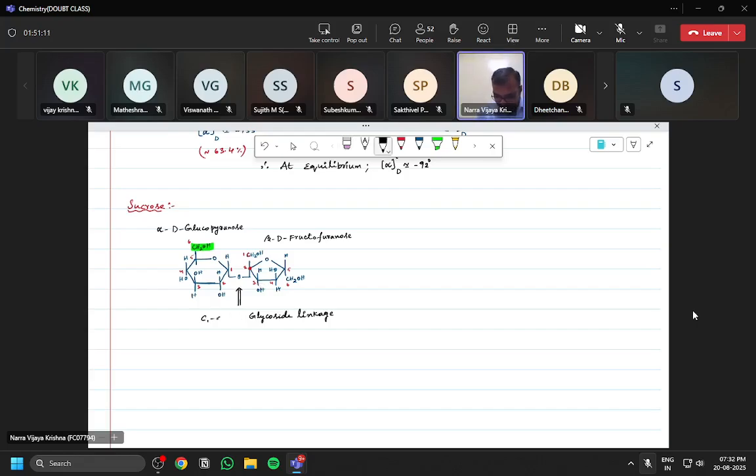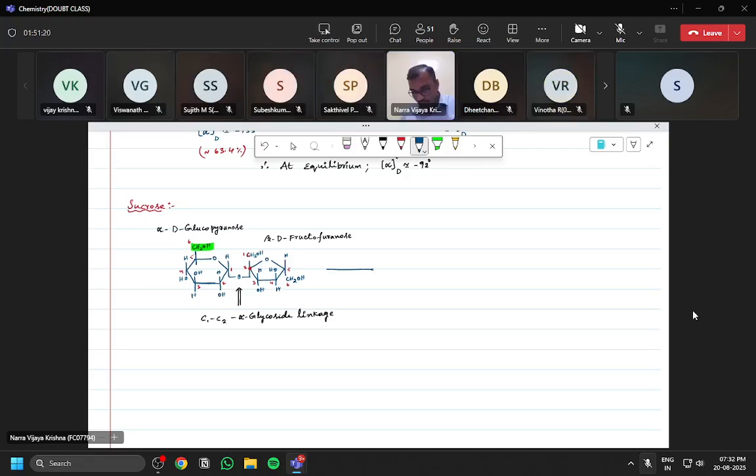So C1, C2, alpha glycosidic linkage. Now, if I do hydrolysis here, what will I get? The glycosidic linkage will break, right? Then I will get alpha D glucose plus beta D fructose. This is minus 92.4 degree. This is plus 52.5 degree. One more of this and one more of that is obtained.